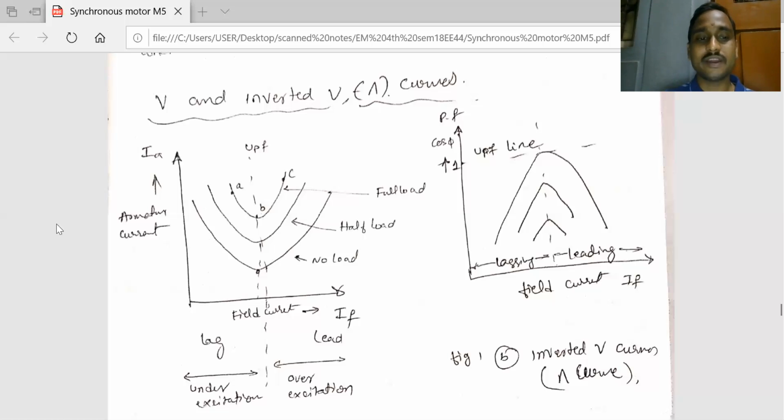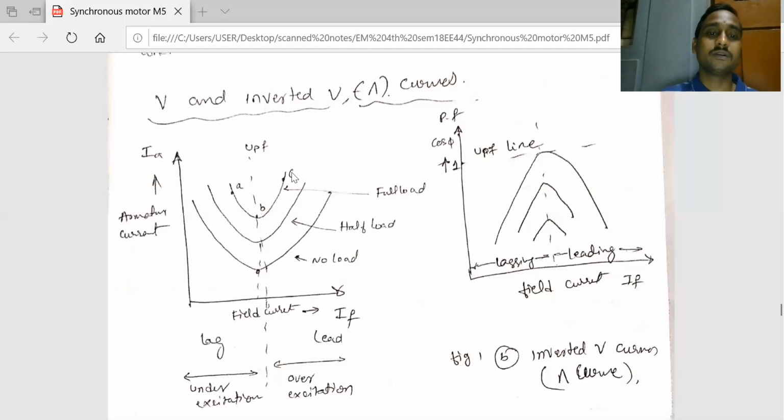If the motor is rated 8 ampere, you put 4 ampere, which is called half load. At that condition, you again repeat the procedure: as the field current IF goes on increasing, your armature current goes on decreasing from 4 ampere, reduced to 2 ampere, and again increases to 4 ampere. This is in the shape of a V, hence it is called a V curve. There are 3 points here: point A, point B and point C. The armature current falls from point A to point B, then rises from point B to point C.